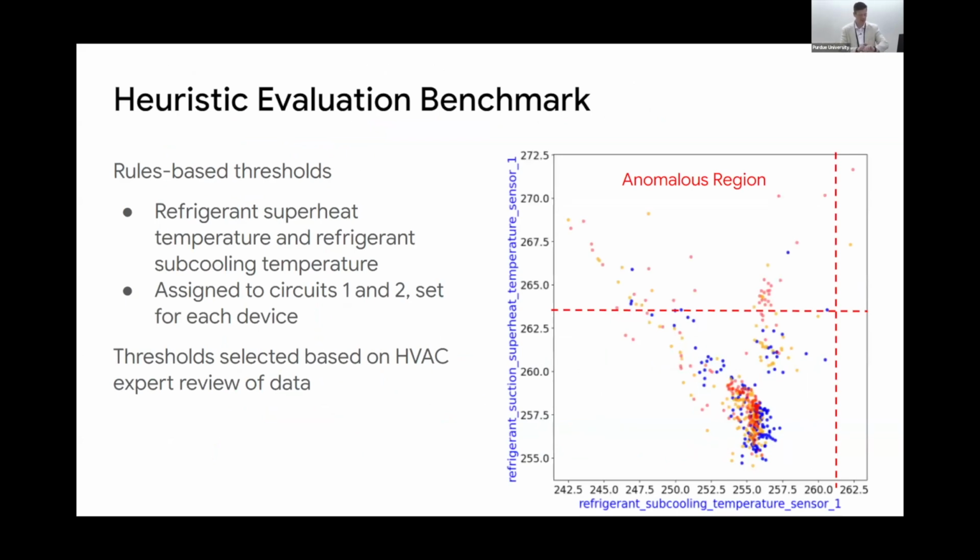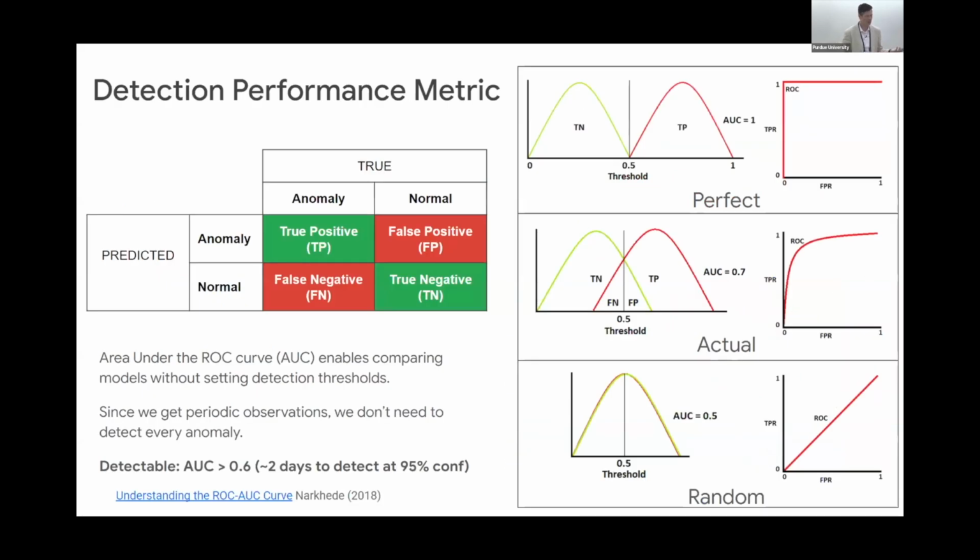What we did was we first said, well, let's see how well the human works. How well can a human detect this? Just by looking at superheat temperature and subcooling temperature, and have the HVAC expert put the decision boundaries on these. And we said, okay, that's the baseline that we want to compare to. We want to at least be as good as a human who's actually studied the charts and said these are reasonable boundaries. And then as our measure, we used the ROC AUC curve.